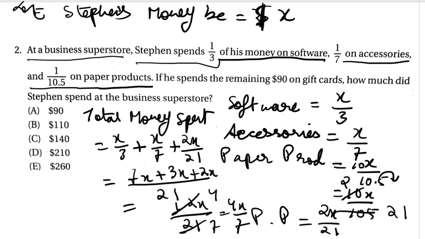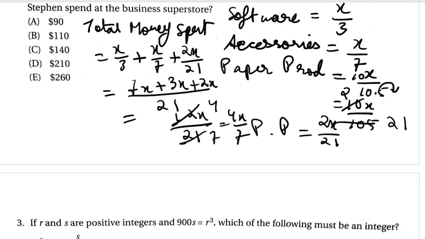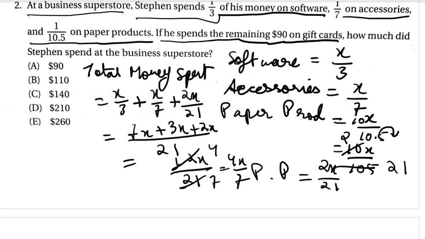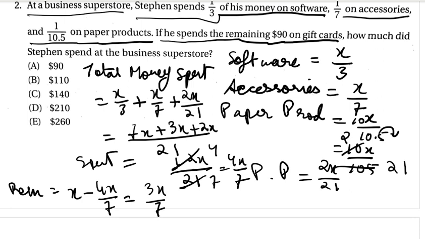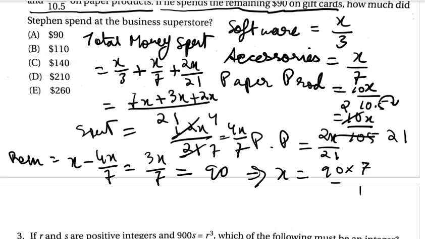Now it says he spends the remaining $90 on gift cards. So what is my remaining? I have already spent this much, right? Then my remaining will be the total money minus whatever I have already spent. So that is 3x by 7. This is the money left, and the money remaining is equal to $90. So that implies x is equal to 90 into 7 divided by 3.